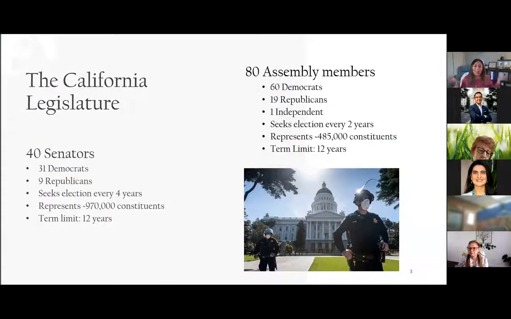Let's begin with who is the legislature. There's 40 senators and there's 80 assembly members. So there's 2 houses in the state legislature.